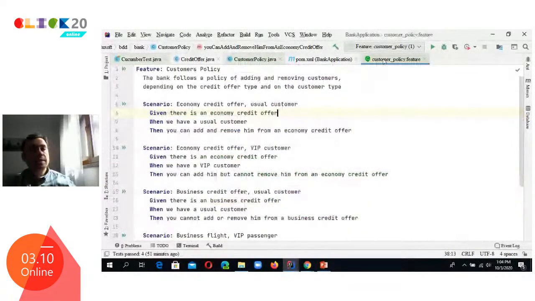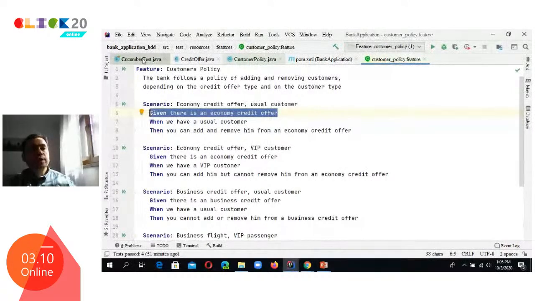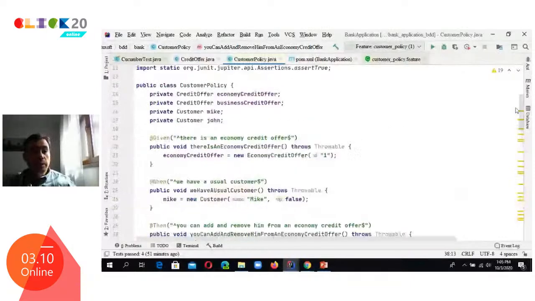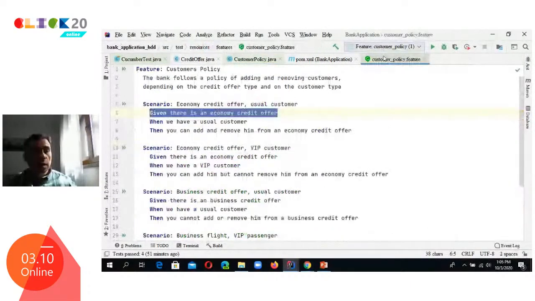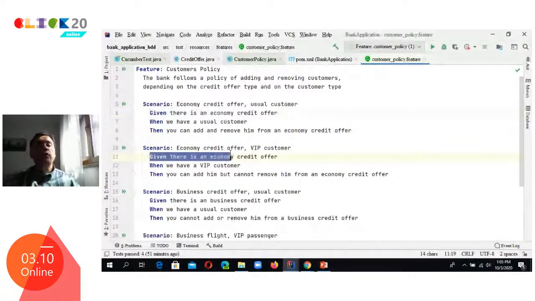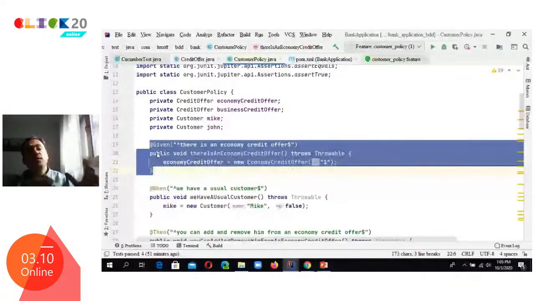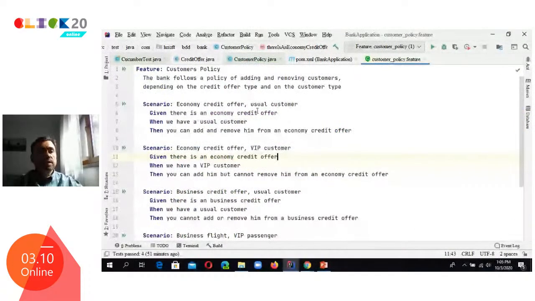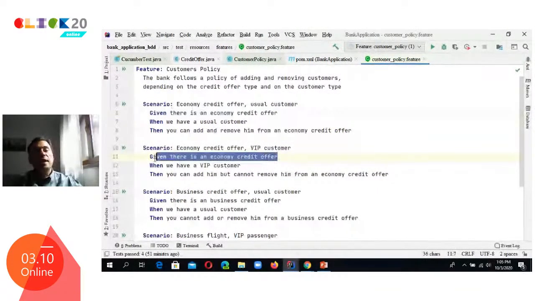So we may look here and say, okay, we understand that for one line of this kind, we have a corresponding method labeled in an appropriate way. But what do we have here? We have given there is an economic credit offer here, and given there is an economic credit offer here. How many steps do we have here? We have one repeating step. We have one step that will mean the same precondition. How many methods do we have here? We have this method annotated with given there is an economic credit offer that is corresponding both to the step from this scenario and to the step from this scenario. So we are avoiding code duplication.